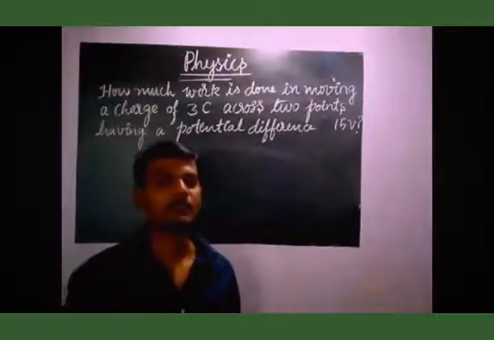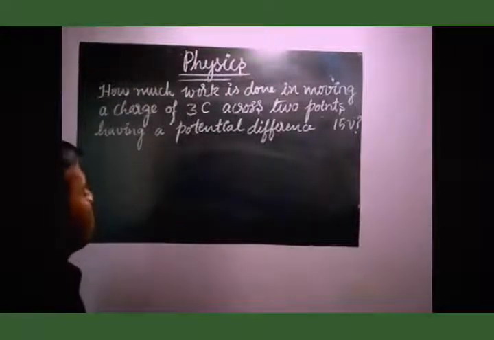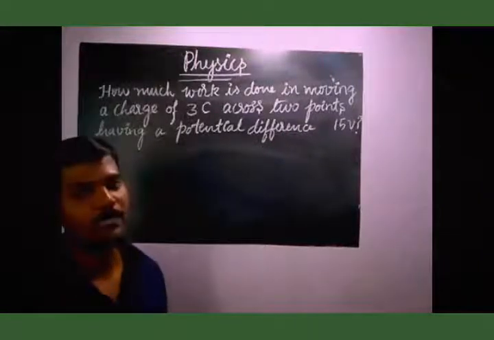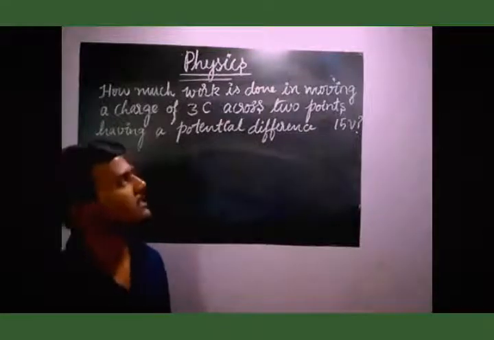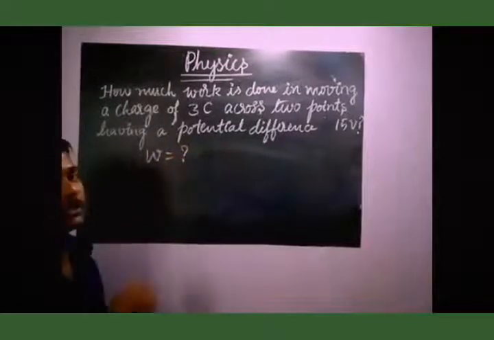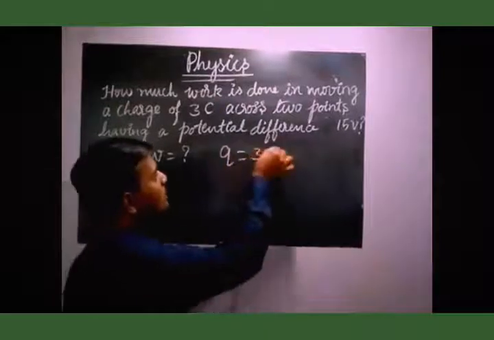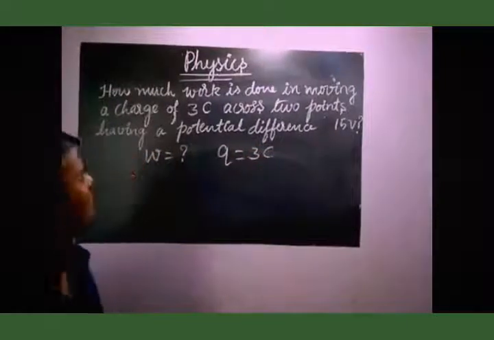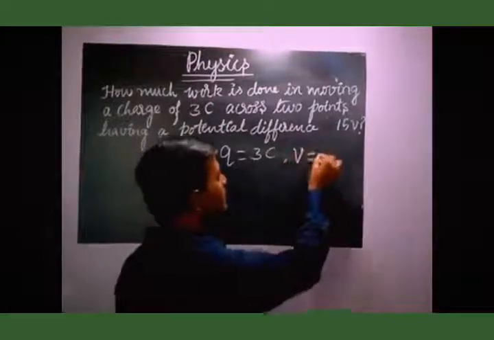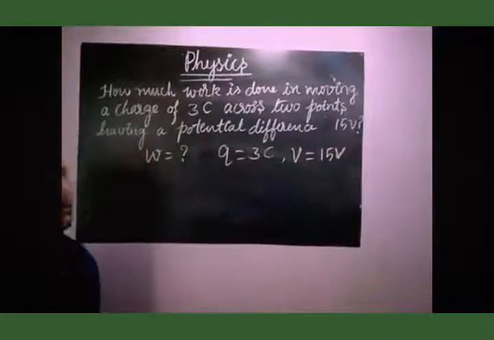Let us discuss the example. How much work is done in moving a charge of 3 coulomb across 2 points having a potential difference of 15 volt? That means you have to find the work done. Here Q is equal to 3 coulomb, and the potential difference V is given, that is 15 volt. So you need to find the work done.